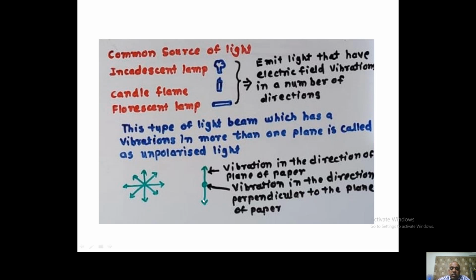Now this line represents the vibration in the direction of the plane of paper. That means this is the paper. Then the vibration of this electrical field is in the direction of the plane of paper, and this dot indicates the vibration in the direction perpendicular to the plane of paper, like this. That means unpolarized light can be defined, or shown, with the help of a line with an arrow.